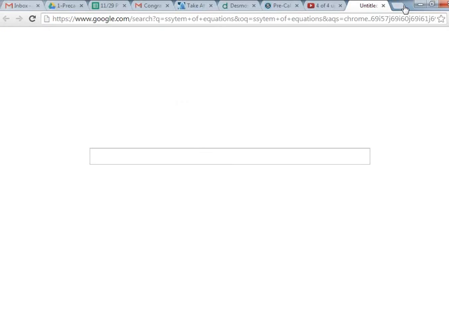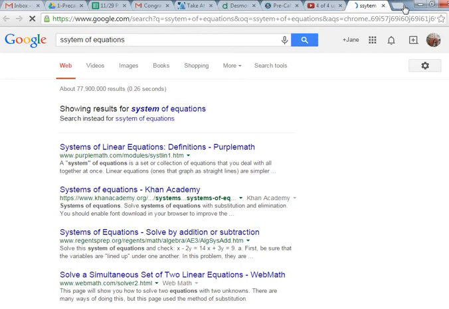Computers are so slow when you type fast. Okay. A set or collection of equations that you deal with all together at once.